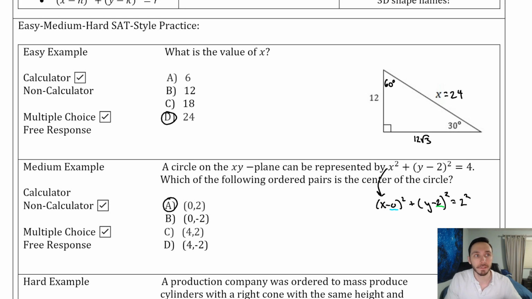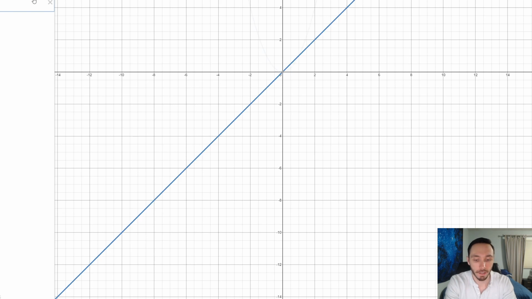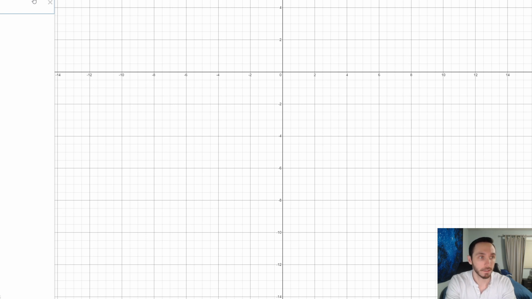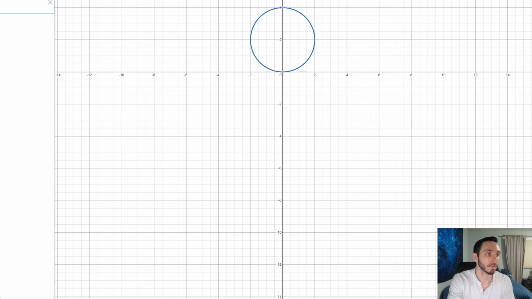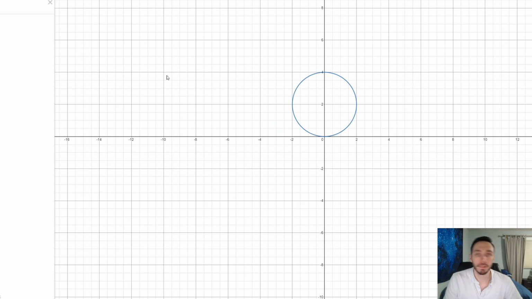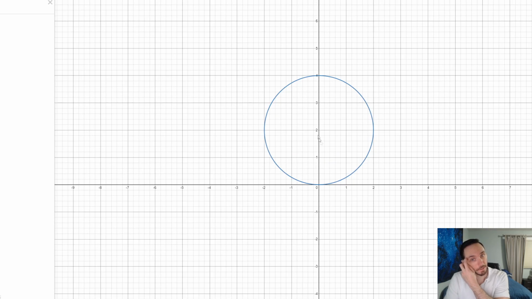And for fun, because keep in mind, the point of this is not to just do these as fast as possible, it's also to learn. I will just graph this and show you what it looks like. X squared minus x minus 2 squared is equal to 4. Whoa, I put a minus, sorry, it was supposed to be a plus. Yeah, so that's what you get with conics. If you put minus instead of a plus in between the two, you get a hyperbola. Here you get a circle. And yeah, here's my center, 0 comma 2.